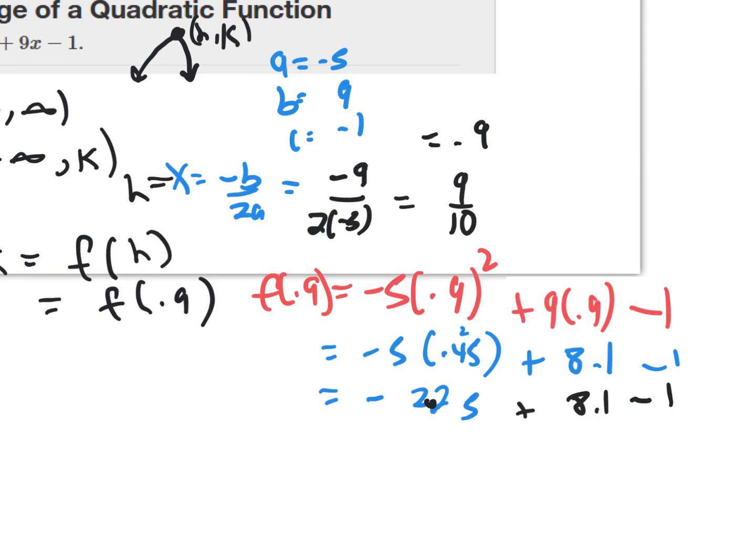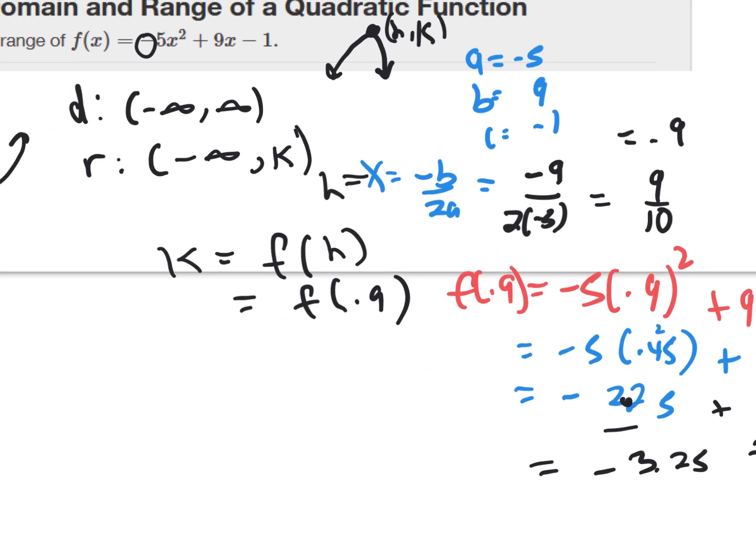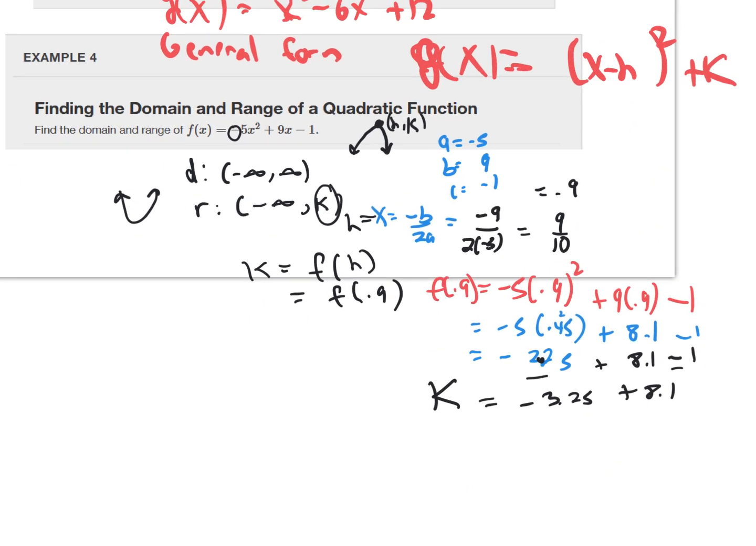Just use your calculator and finish that up. Negative 2.25 minus the 1 will give me a negative 3.25 plus 8.1. Whatever that gives me will be the k right here. That's k. You can finish that up, unless I'm wrong.